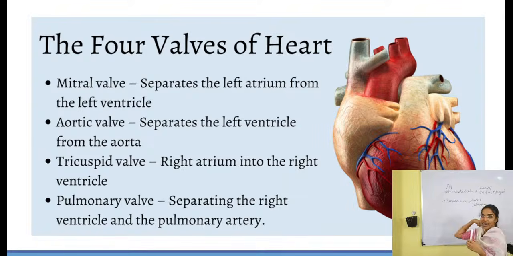These two types of valves, atrioventricular valves and semilunar valves, are quite significant in terms of heartbeat and heart sound. The first sound of the heart is lub. When is it produced? By the closure of the AV valves, the atrioventricular valves. When they close, the lub sound is produced. It indicates the start of ventricular contraction.